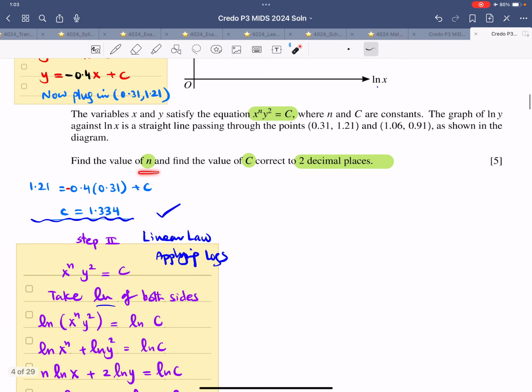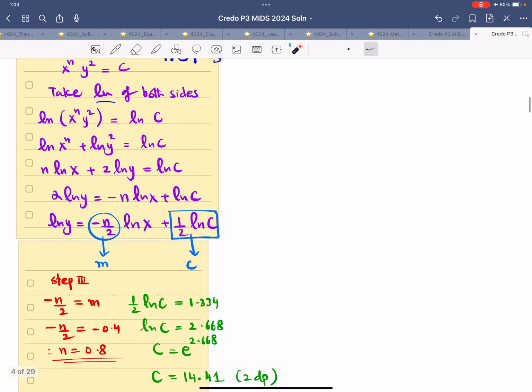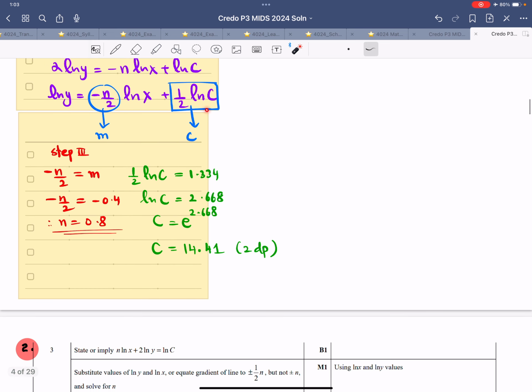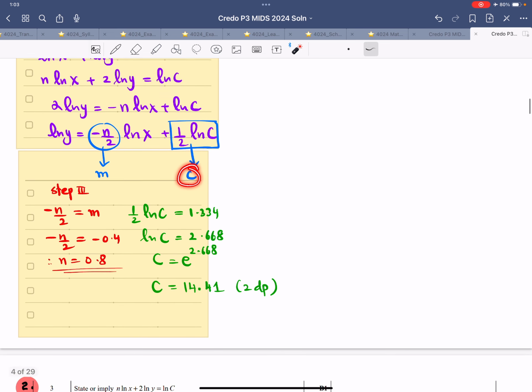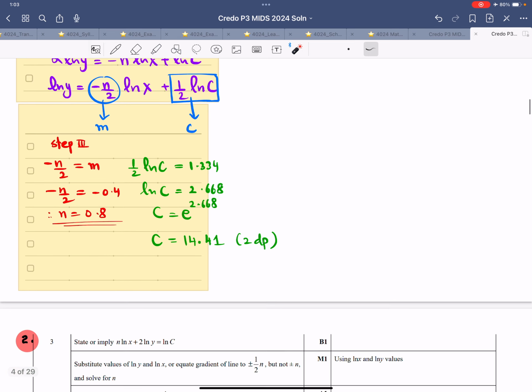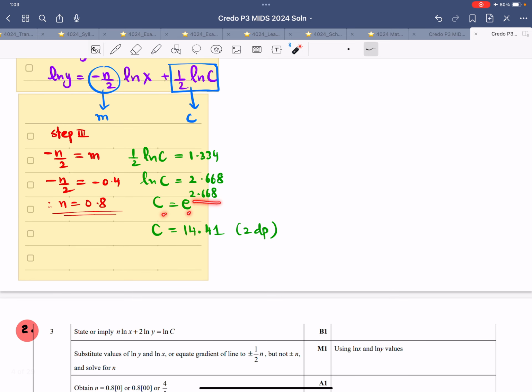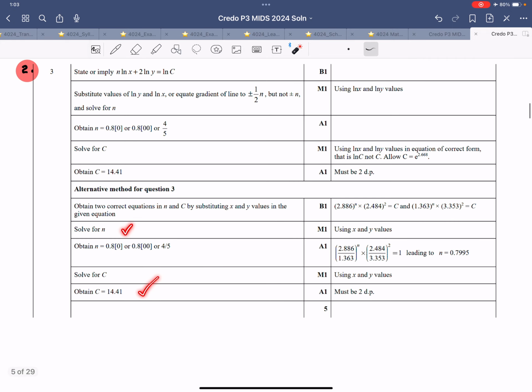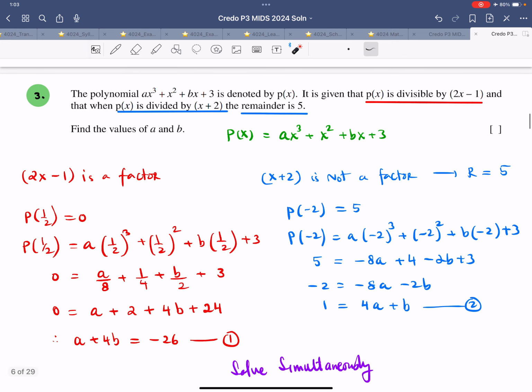That is why they did not mention the accuracy. So every single word that the examiner writes makes sense. Half ln c equals this c that is just found over here, and c is e raised to the power of this thing, 14.41. That's the answer, correct to 2 dp. All good, all clear. Now question number 3, polynomials.